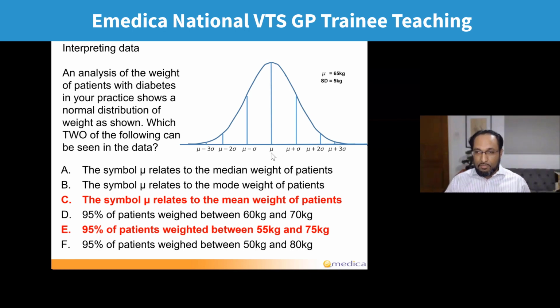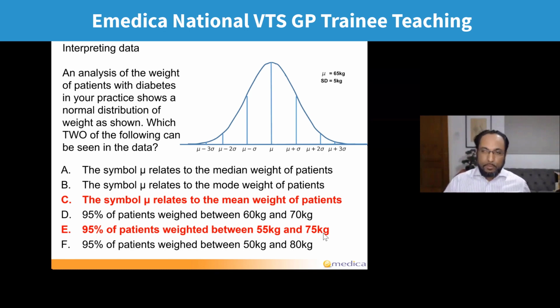Can you see, if this is going to be 65, if we take away 2 times 5 kilograms, which is 10, that's going to be 55. If we add 10, that's going to be 75. So between 55 and 75 kilograms, 95% of our patients are going to weigh somewhere in between that range.